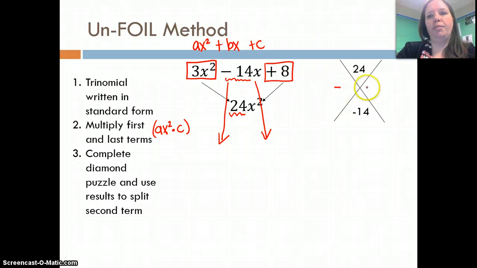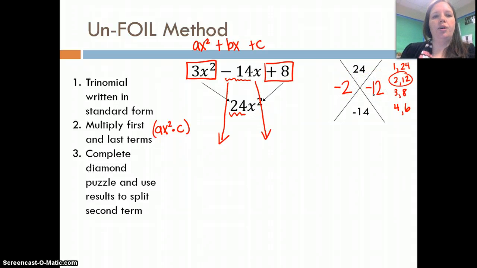We know they both have to be negative because we're talking about 24. And so the factors of 24 are 1 and 24, 2 and 12, 3 and 8, and 4 and 6. So which ones are we using? Negative 2 and negative 12. So we're going to use those numbers.